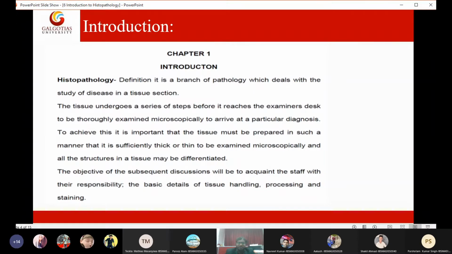The objective of the subsequent discussions is to provide the basic details of tissue handling, processing, and staining, for those working in the laboratory. After tissue handling, processing, and staining, we go for embedding, then observation.